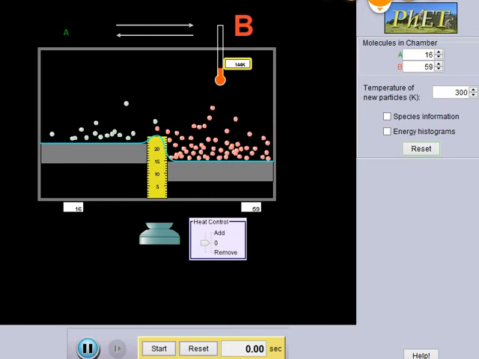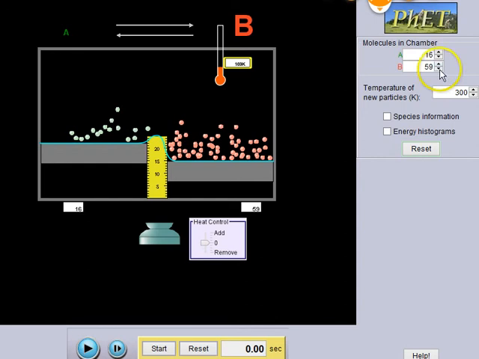Let me pause this. And let me add 50 now. Why 50? Because I removed 25, I want to add 25. So I'm accounting for the removed 25 and also the added 25. So that would be 66. Agreed? Is that alright? Okay. I hit play.